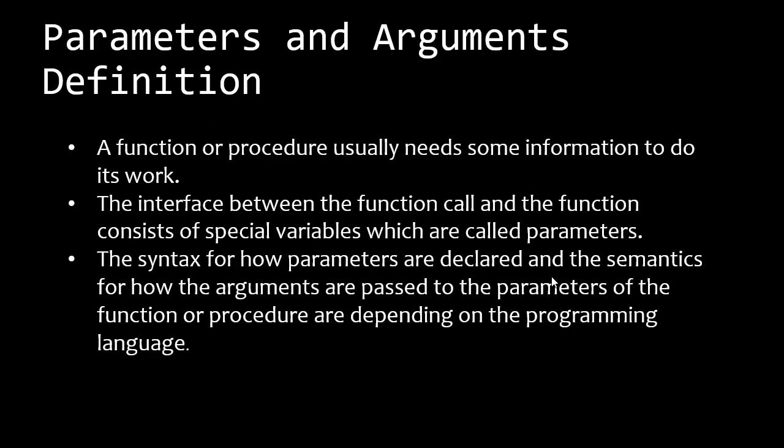So as a review, a function or procedure usually needs some information to do its work. The interface between a function call and a function consists of special variables that are called parameters. Again, parameters are the term that deals with what you receive. The syntax for how parameters are declared and the semantics for how the arguments are passed to the parameters of the function or procedure depend on the programming language. Kind of an interesting statement, but one you just need to understand. Every language is a little bit different.